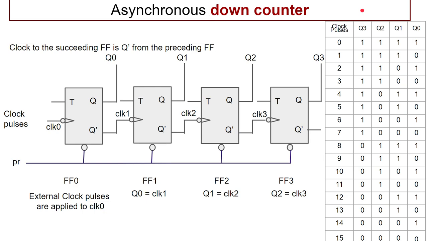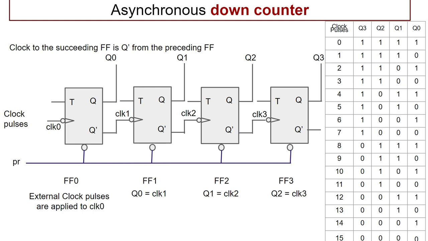Now let's look at a case where the counting process has to go in the downward direction from the topmost count towards 0, and such a counter is called a down counter. So far the counters that we have seen are up counters, wherein the initial count is 0, and as the clock pulse is applied, the counting goes in the upward direction, whereas certain applications require the counting process to happen from the topmost count towards 0, and such a counter is called a down counter.